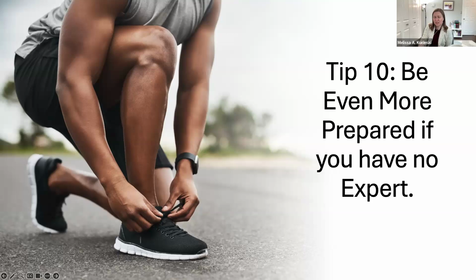That goes excellently right into our last tip, to be even more prepared if you have no expert, because of the cost. I see a lot of litigation in my jurisdiction where one side hires an expert who gives an opinion, and there is no competing expert to give some contrary or more balanced opinion to balance or neutralize the other expert.